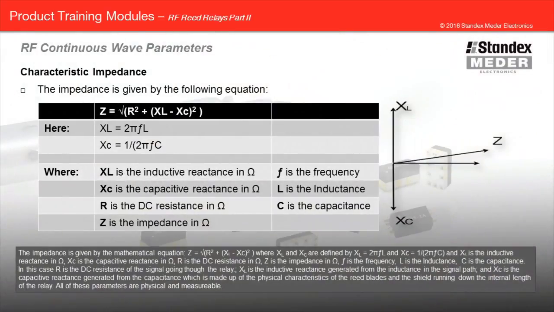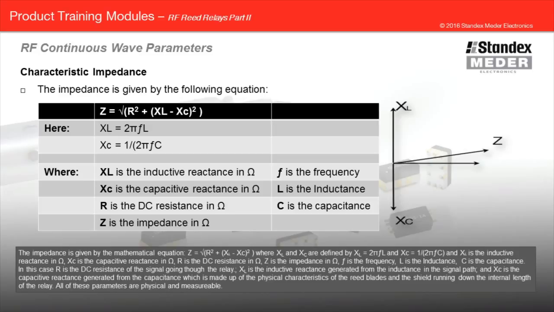The impedance is given by the mathematical equation Z equals the square root of R squared plus (XL minus XC) squared, where XL and XC are defined by XL equals 2 pi F L and XC equals 1 divided by 2 pi F C. And XL is the inductive reactance in ohms. XC is the capacitive reactance in ohms. R is the DC resistance in ohms. Z is the impedance in ohms. F is the frequency. L is the inductance.